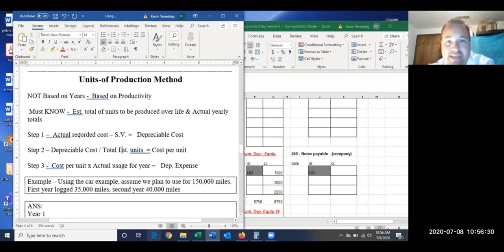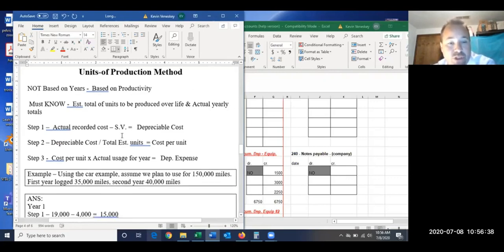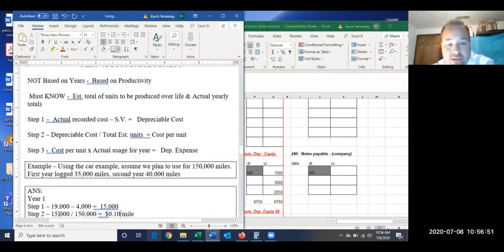Step 1, exact same as straight line. Step 1 is just the 19 grand minus the 4,000 salvage value, so we're at 15,000 depreciable cost. Step 2, we take the 15,000 and divide it by my total units. I think I'm going to drive it 150,000 miles. So if I just do the easy math, that means for every mile I drive, it's 10 cents of depreciation.